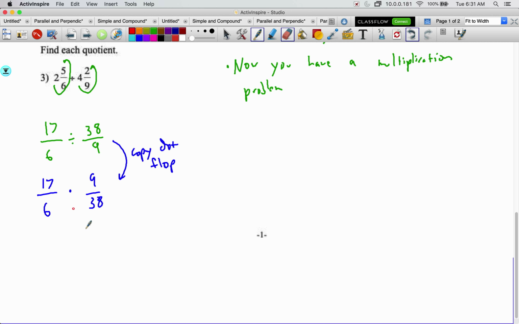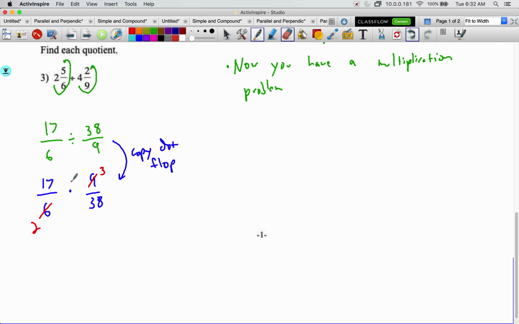All right, now I can multiply straight across the top and the bottom, but let's look to see if this can be simplified. The 9 and the 6, those are both divisible by 3. So I'll divide them both by 3 and turn this into a 2 and this into a 3. And I don't think these share any common factors. So now we'll multiply straight across the top and straight across the bottom.